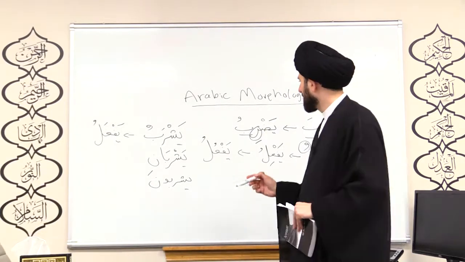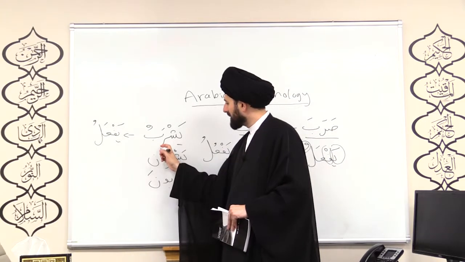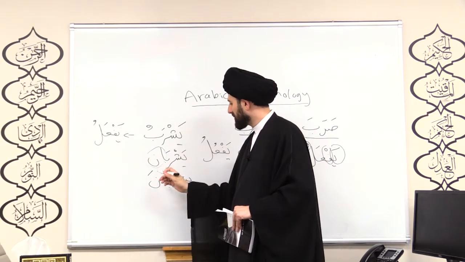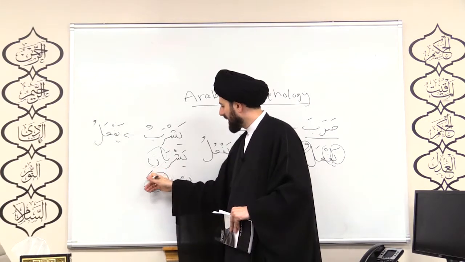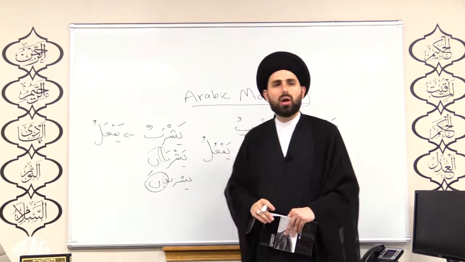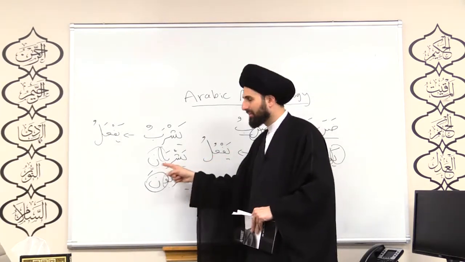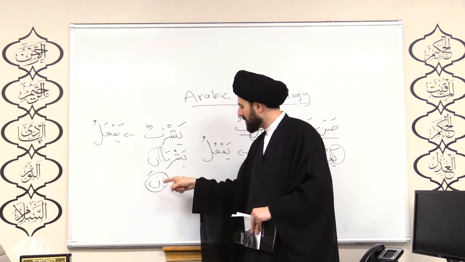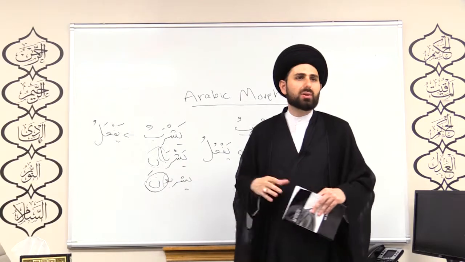Now notice something here. Yashrabani has the alif and the noon added to it. Yashrabun has the waw and the noon. You see this alif and the waw? What do we call these? What are they? The vowels, right? Yeah, they're vowels, but what are we attaching to the verb? Oh, they're the damir muttasil. Damir, pronouns. Right? This is a pronoun, the alif that's attaching. And this is the waw, a pronoun that's attaching to the verb. These are pronouns.